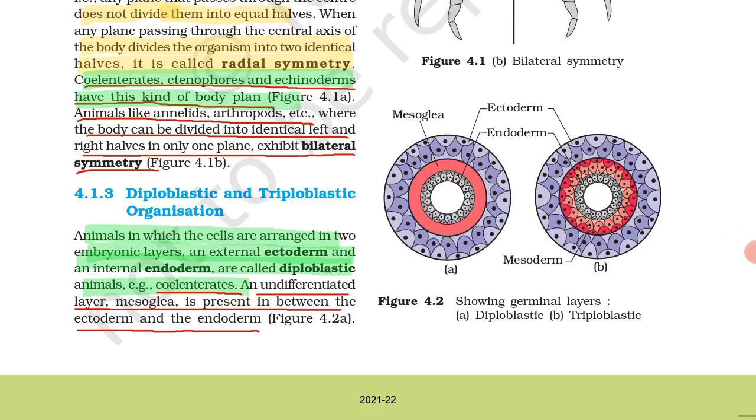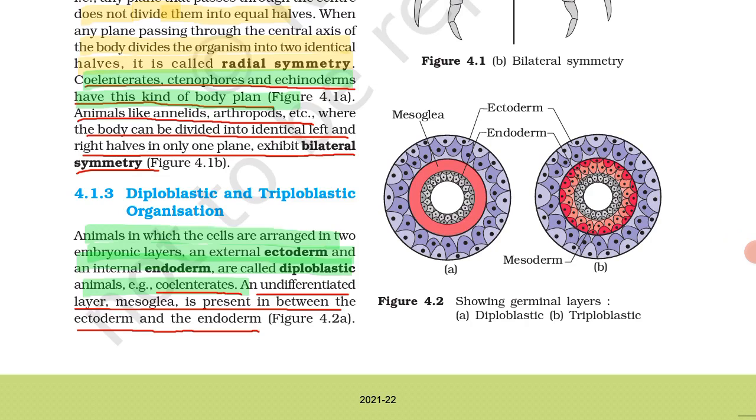So the organisms in which there are two embryonic layers, external ectoderm and internal endoderm, are called diploblastic animals. Diplo means two germinal layers, that is ectoderm, the outer layer, and endoderm, the inner layer. It is called diploblastic animals. Examples of these diploblastic animals are coelenterates.